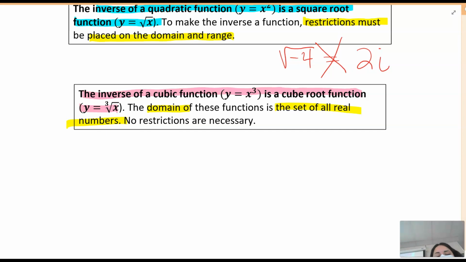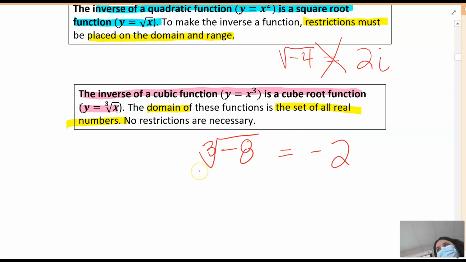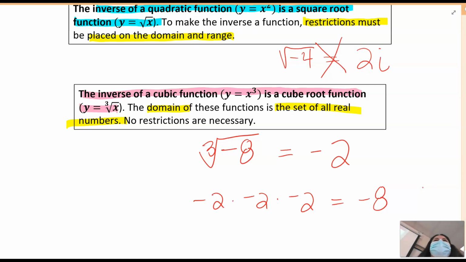So as I was saying, the inverse of the cubic is the cube root, and there are no restrictions on the cube roots, because you can take the cube root of a negative. For example, the cube root of -8 is -2, because the cube root means the number multiplied by itself 3 times. -2 times -2 times -2 is -8. There are no restrictions for the cubic because you can cube a negative and it'll still be negative. You just can't take square roots of a negative, okay? So only the square root functions will have a restriction, not the cube root functions.